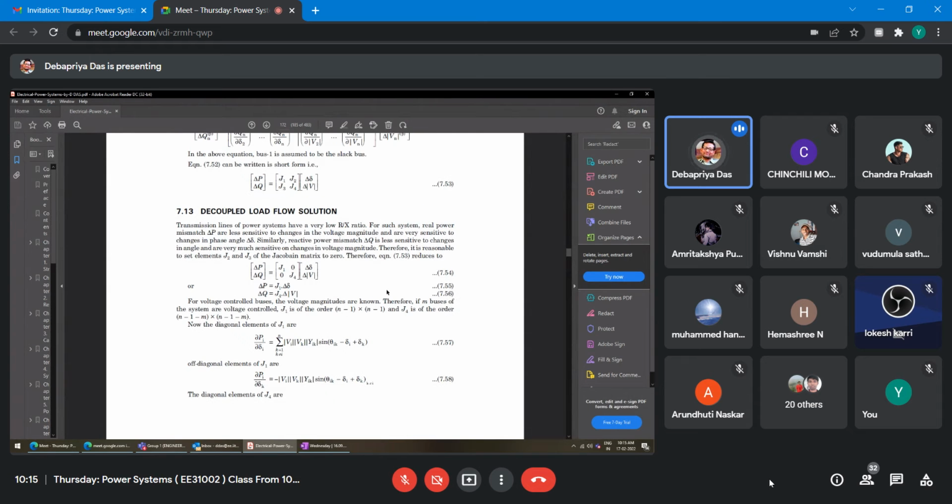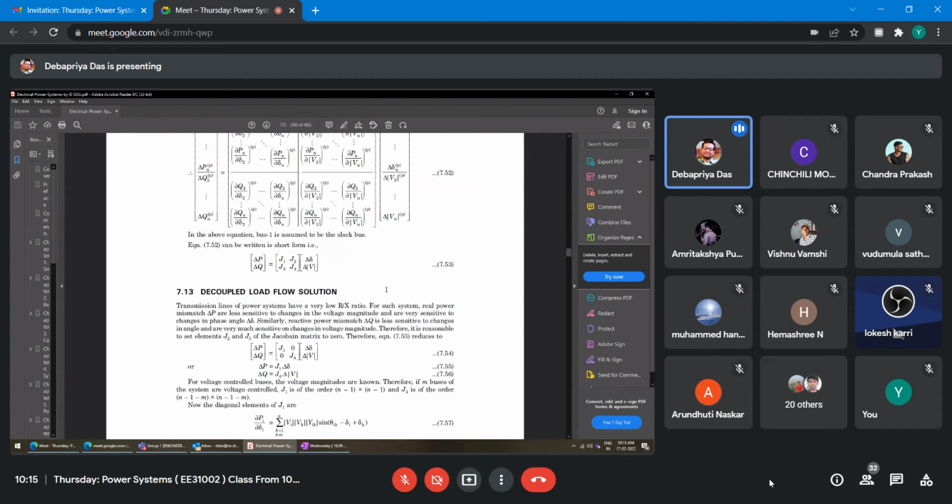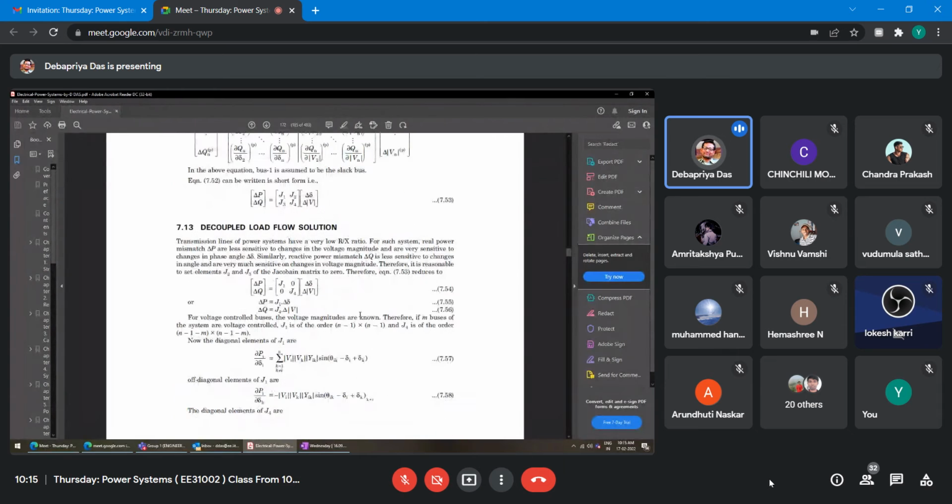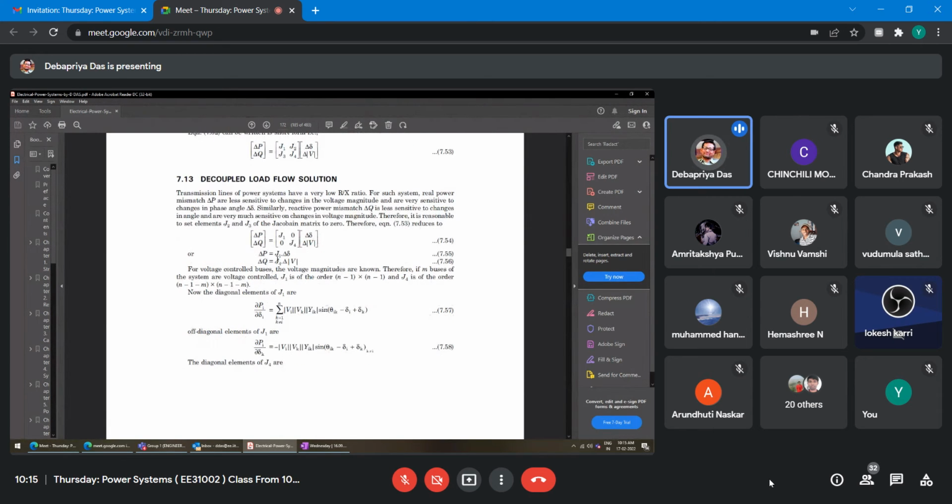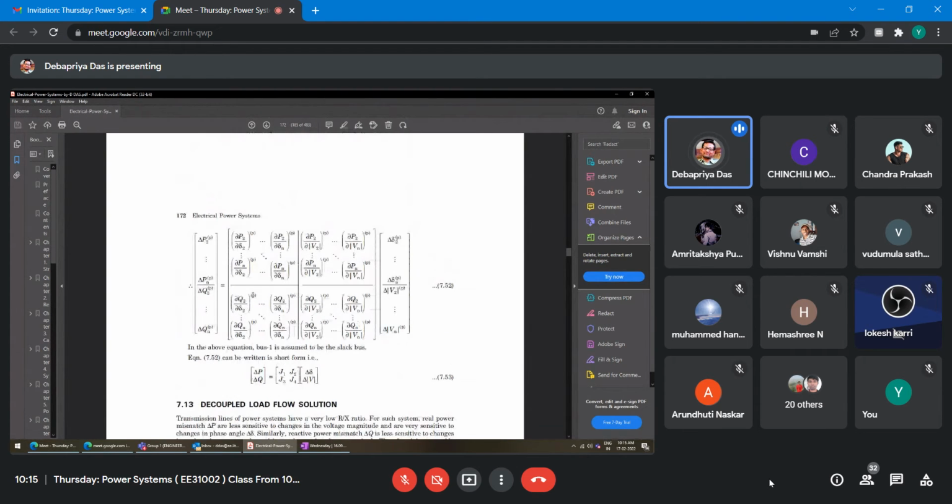Now, in this case, in a system there may be m number of PV buses. Suppose you have total number of buses n, one bus is slack bus, and you have m number of PV buses, then the remaining buses will be n minus m minus 1. Those are PQ buses, right? So in this case, the J1 will be n minus 1 into n minus 1. If all buses are PQ buses, then it is n minus 1 into n minus 1.